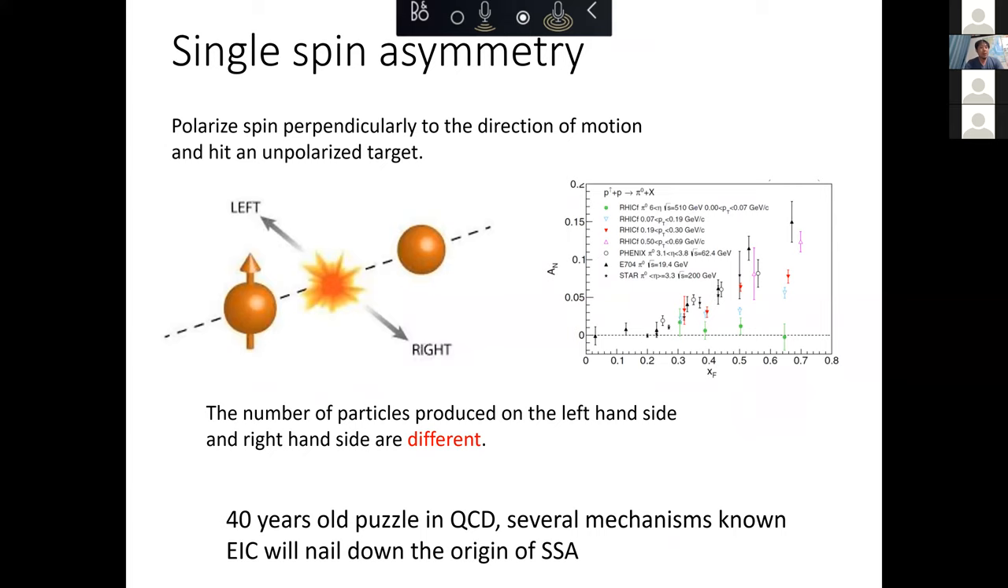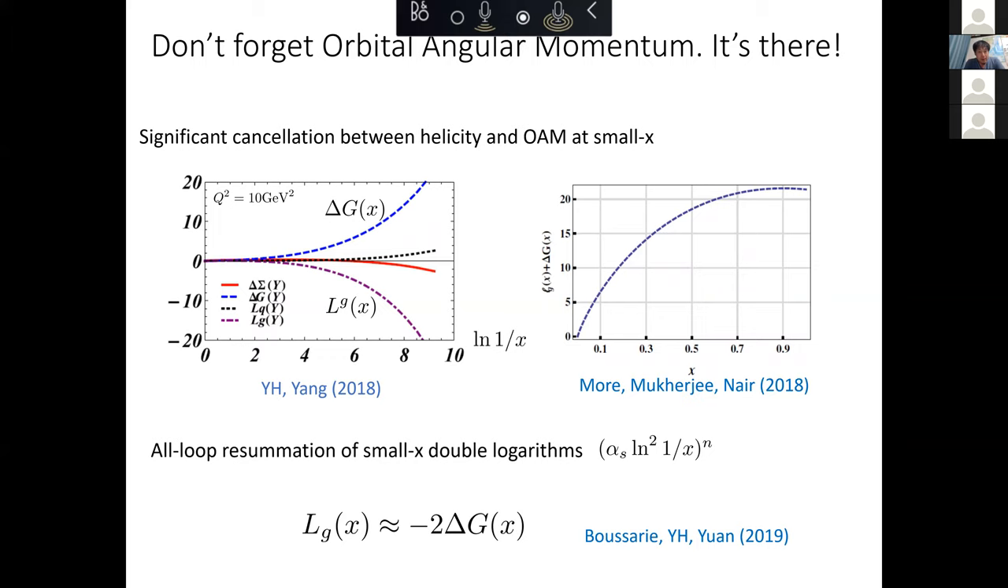The y-axis was what, percent? Is this 20%, 10% or what? This is delta G. It's a distribution. This is a gluon helicity distribution. The value of distribution. I'm just plotting delta G of x as a function of x. So this is a dimensionless number. I'm just plotting the PDF. Oh, I see. All right.